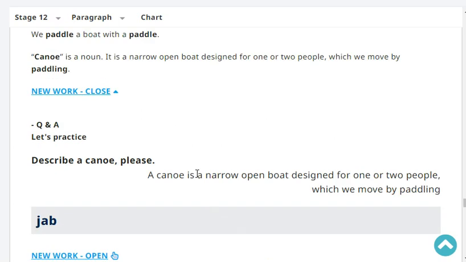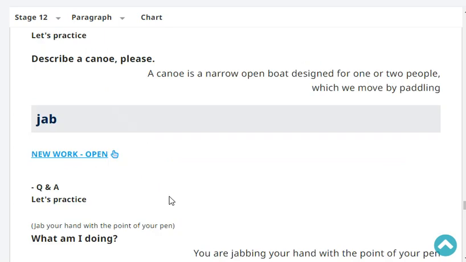Describe a canoe, please. A canoe is a narrow, open boat designed for one or two people, which we move by paddling. Very good. One more. A canoe is a narrow, open boat designed for one or two people, which we move by paddling. Very good.